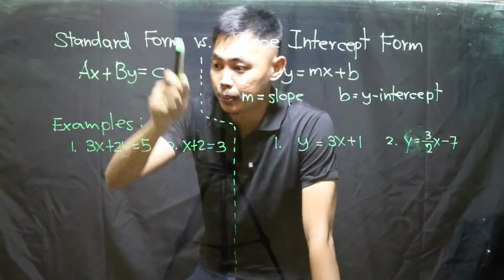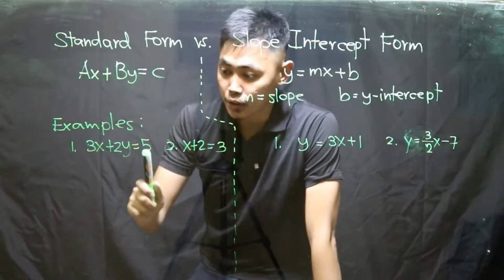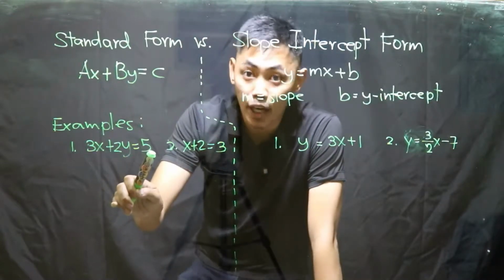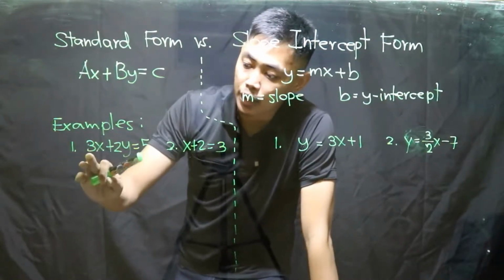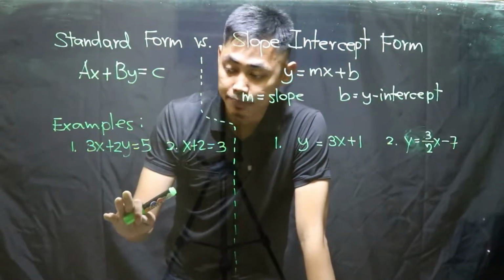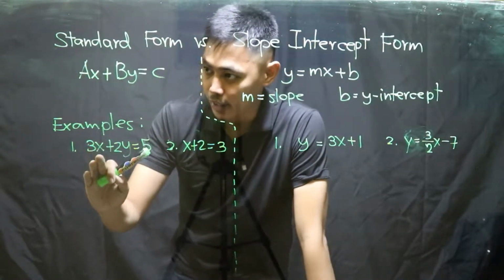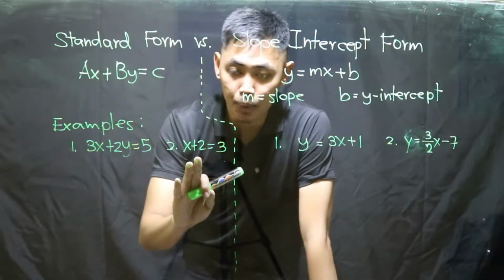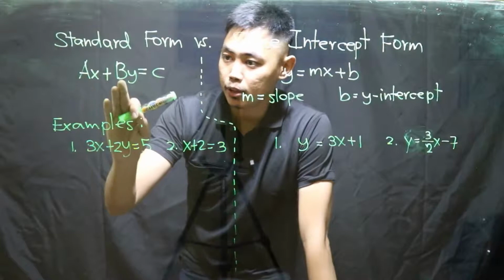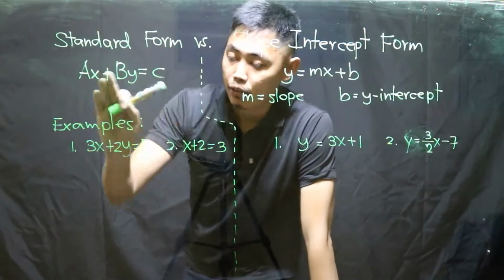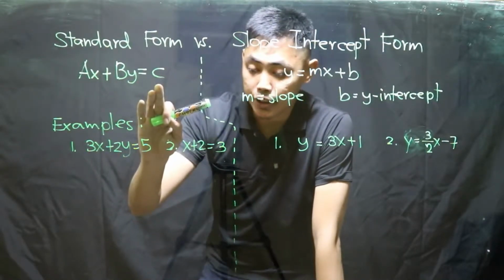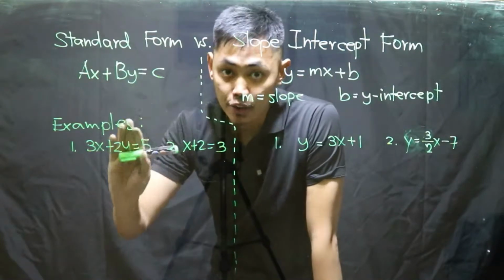So this is the standard form of a linear equation. Examples of this: 3x plus 2y is equal to 5. Our a here is 3, our b is 2, and our c is 5. Okay? And then x and then y. Our second example, x plus y is equal to 3. So ax plus by is equal to c. It follows the same pattern: x plus y is equal to a constant. Alright? So this is the standard form.